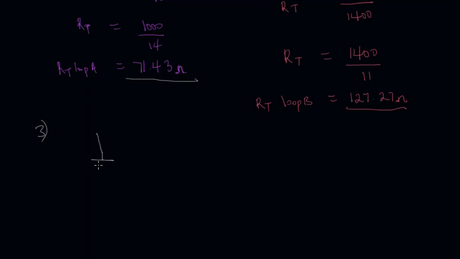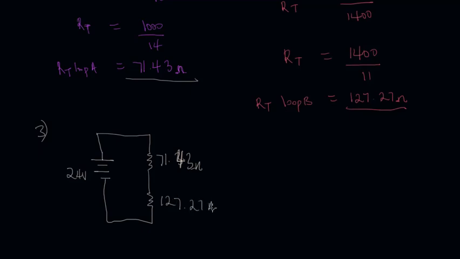We have our source here, our 24 volt source. Then we have a resistor here in series with another resistor. So this is 24 volts. And loop A was 71.43, so we can replace this with a 71.43 ohm resistor, and loop B with a 127.27 ohm resistor. Now for resistors in series, we find the total resistance.